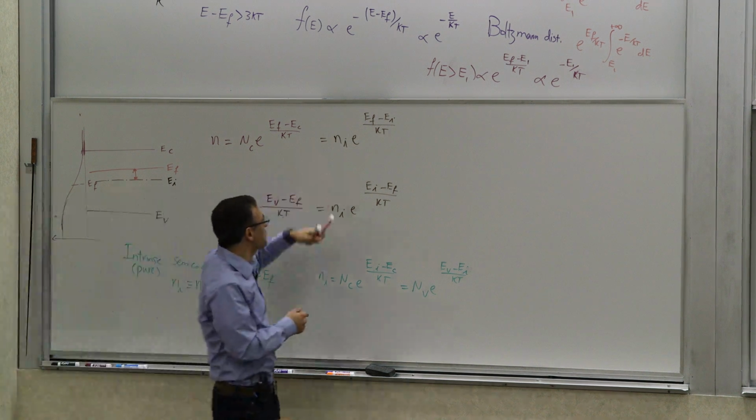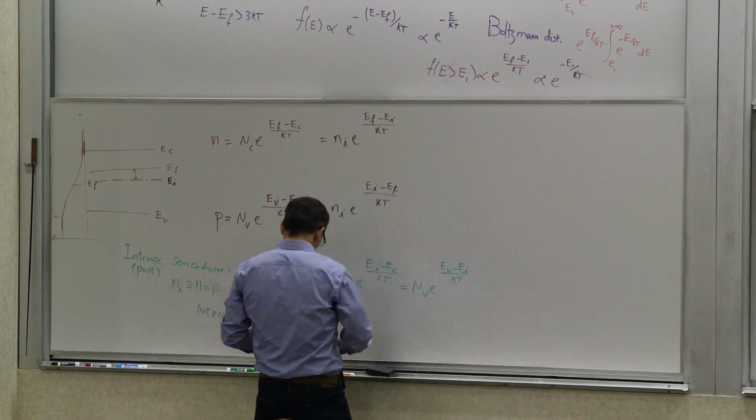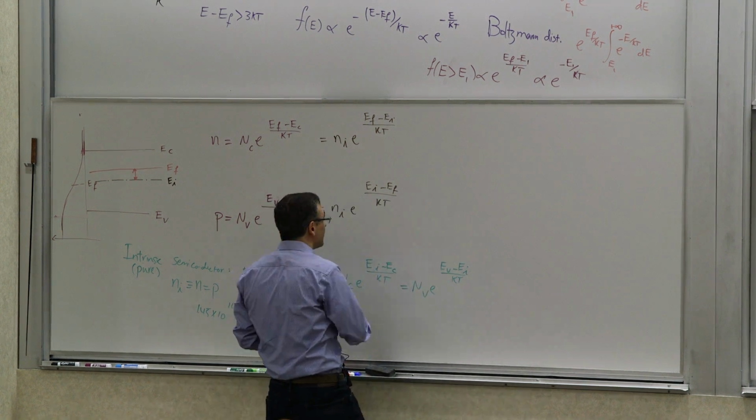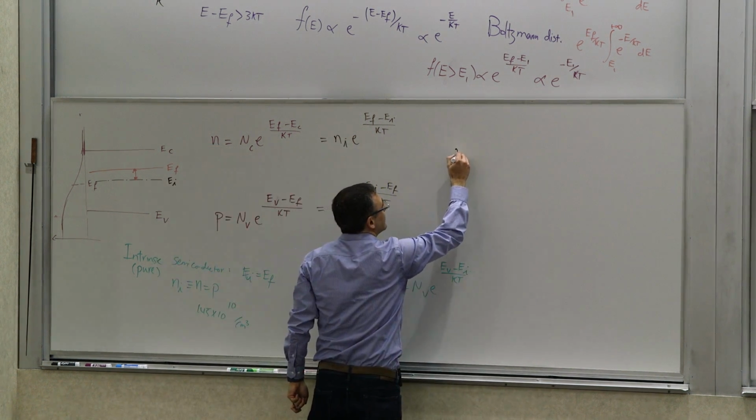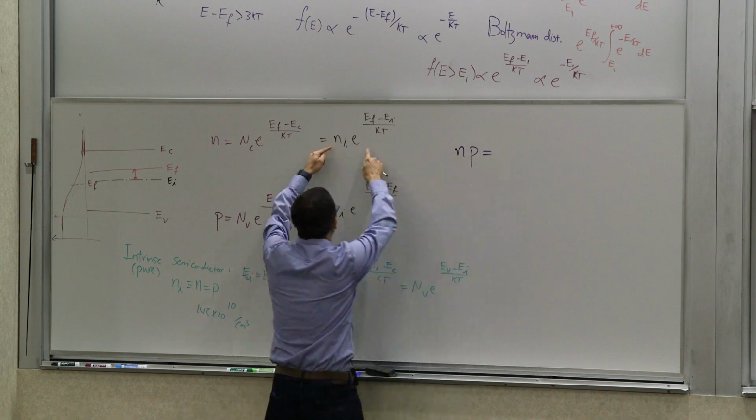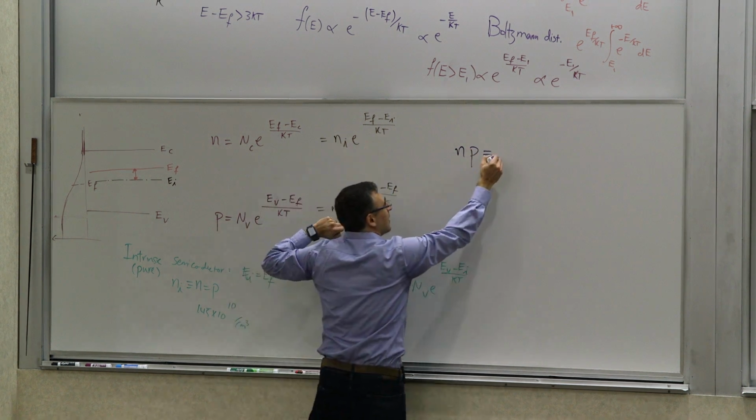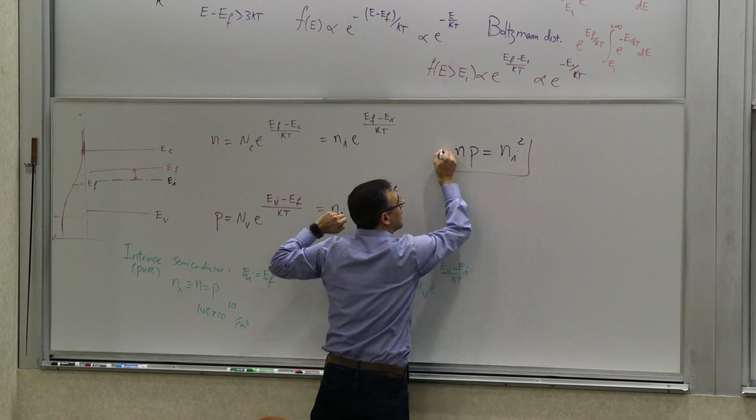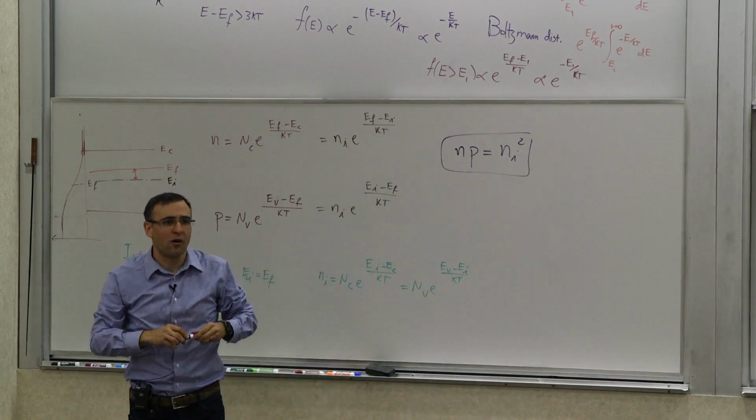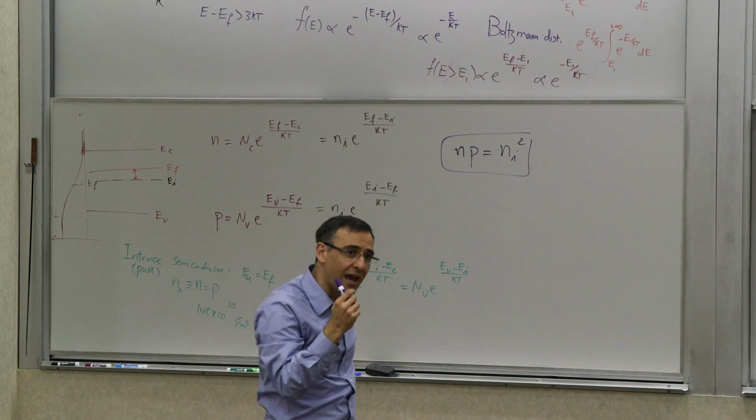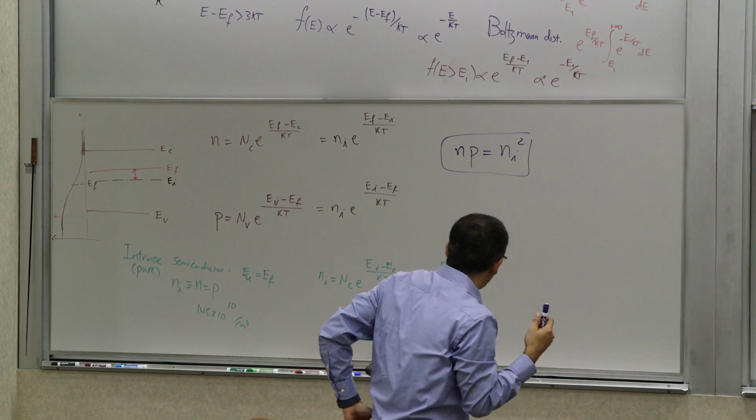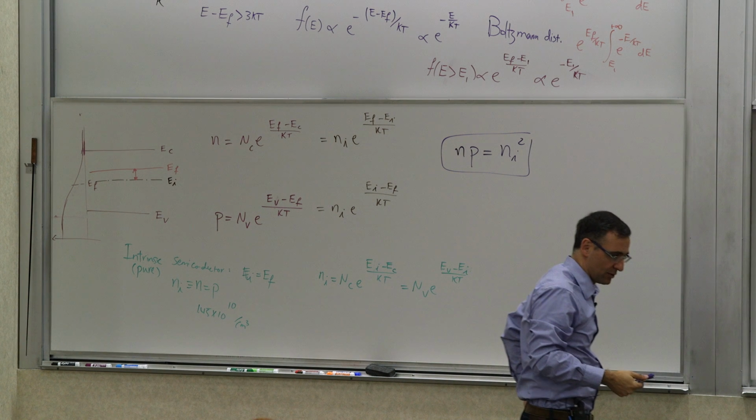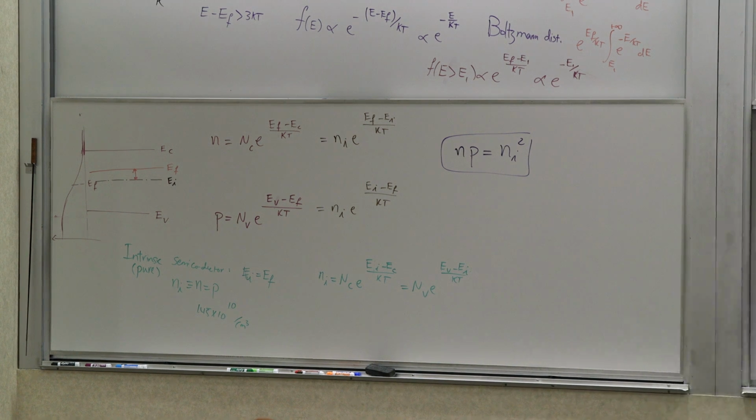But from these two, you can also get something much more familiar probably, and quite useful. If you multiply these two, what do you get? You get N times P equals, these two cancel, Ni squared. So the product of the number of electrons and the holes is constant. Right? So if you get more holes, you get fewer electrons, and vice versa. And this is an important element of this.